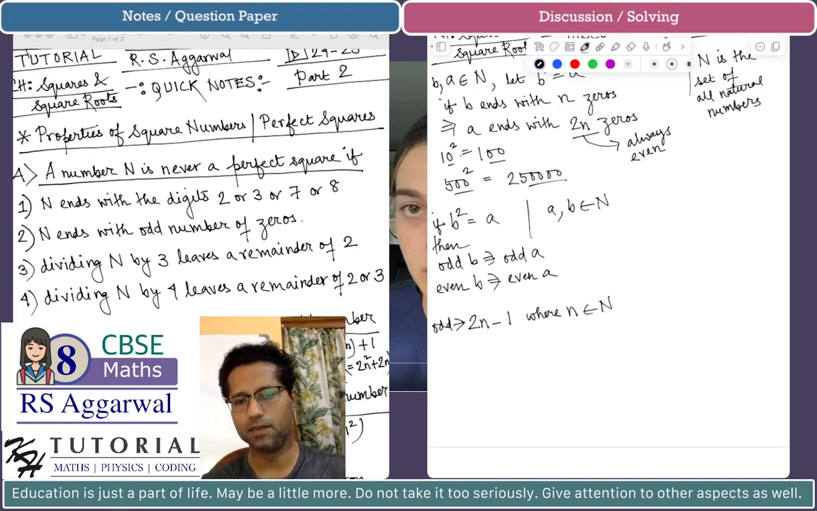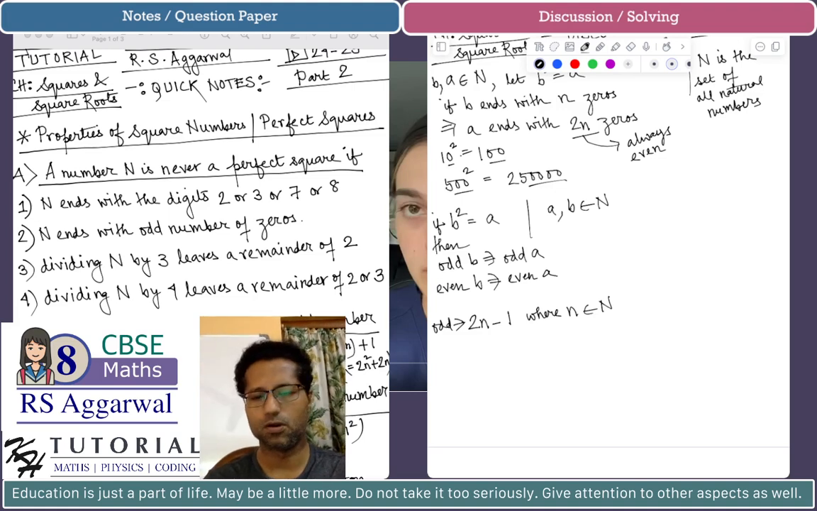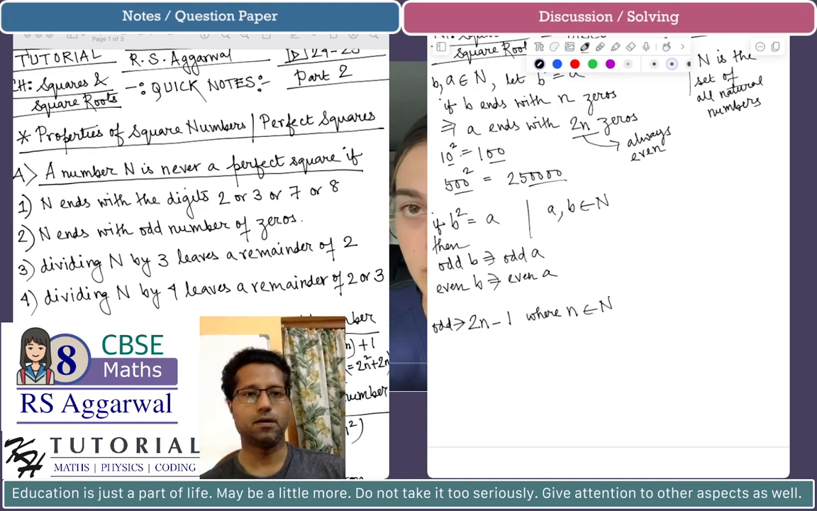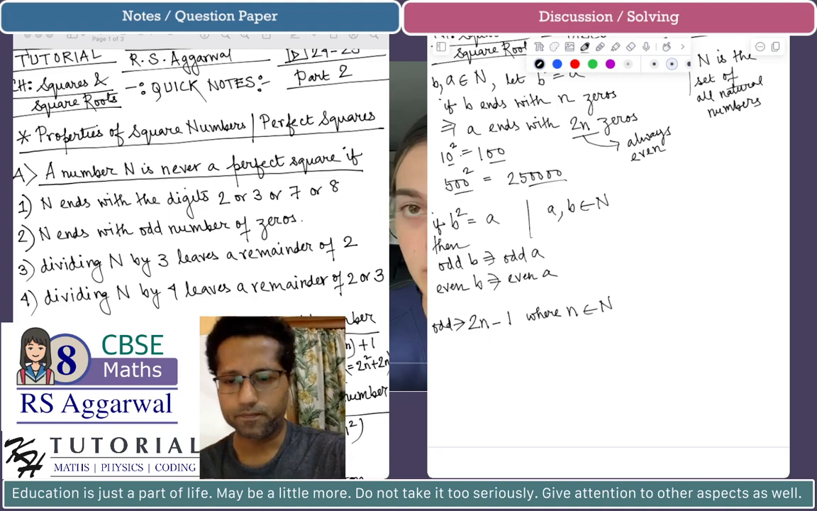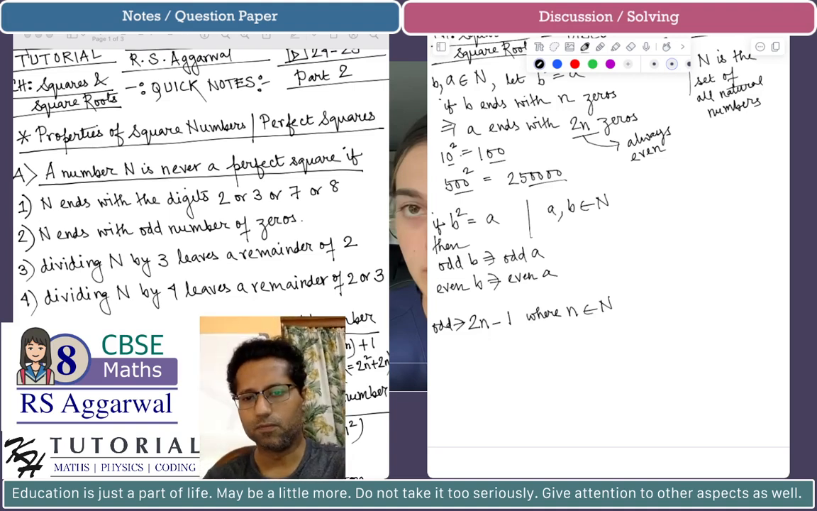Any odd natural number you can express in the form 2n minus 1, where n is a natural number. If you put n equals 1, you will get the first odd natural number, which is 1. If you put n equals 2, you will get the second odd natural number, which is 3. So if you keep putting n equals 1, 2, 3, 4, 5, 6, you will get the consecutive odd natural numbers. So any odd number will be in the form 2n minus 1.